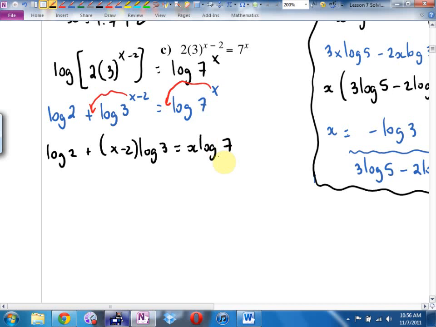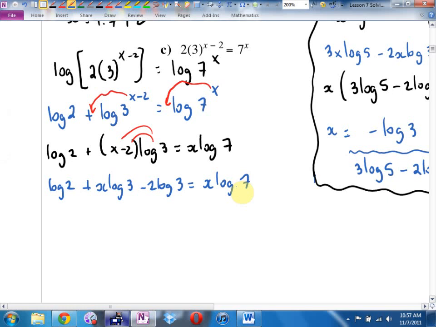The rest of this you should be able to figure out. Let's see. I have brackets. Go look at B. When we had brackets, what did we do? What did we do? Look at B. Find the line where we had brackets. What did we do? I heard it. Distribute. Okay? So we're going to go chunk, chunk. We're going to get the log 2 just dropping down like a domino. But I'll get x log 3 minus 2 log 3 equals x log 7. Okay, we got rid of brackets. What did we do next? Again, look at what you wrote for B and see if you can figure it out. I don't think we factored yet.